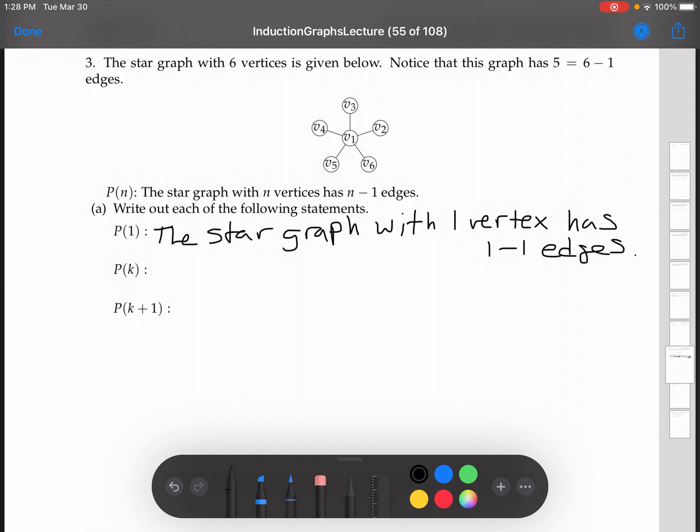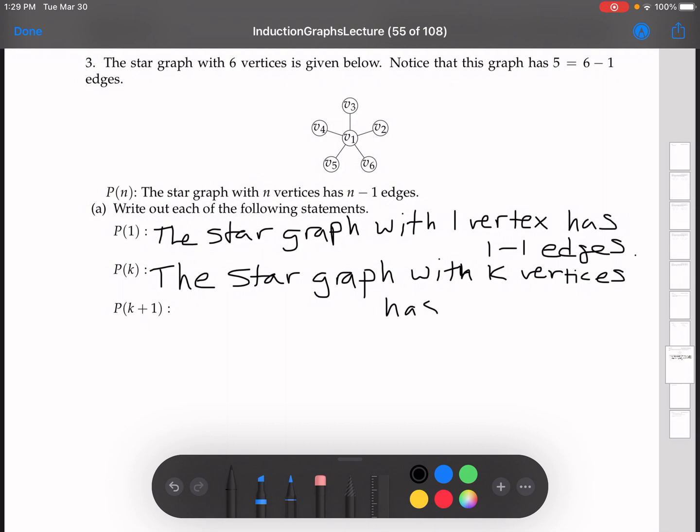All right, so P of k. The star graph with k vertices has k minus 1 edges. Now notice that I just replaced n here with a k. That's all I'm doing. Remember, these are the 3 statements that we'll use in a proof by induction. I'm just writing them out right now.